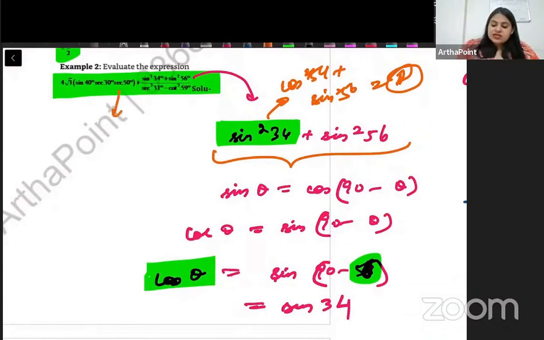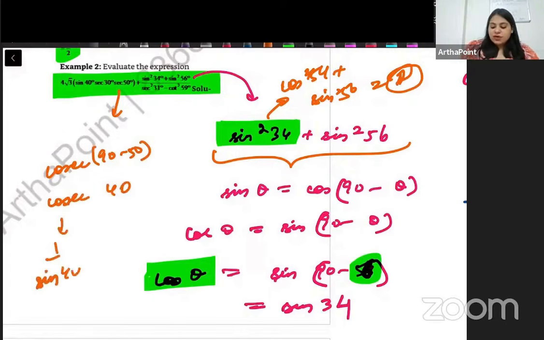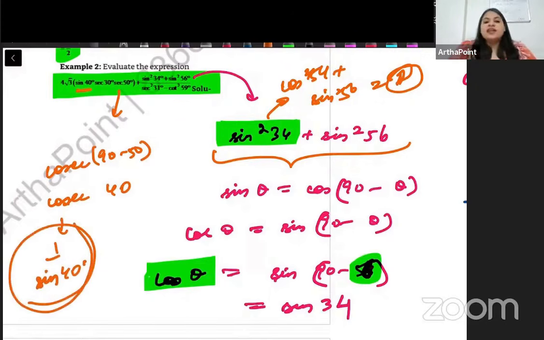ऐसे बेटा this sec 50 can be rewritten as cosec 90 minus 50. That means cosec 40. And cosec 40 is 1 by sine 40. So 1 by sine 40 into sine 40 will cancel out each other. है ना? तो सिर्फ sec 30 ही बच जाएगा वहां पर.